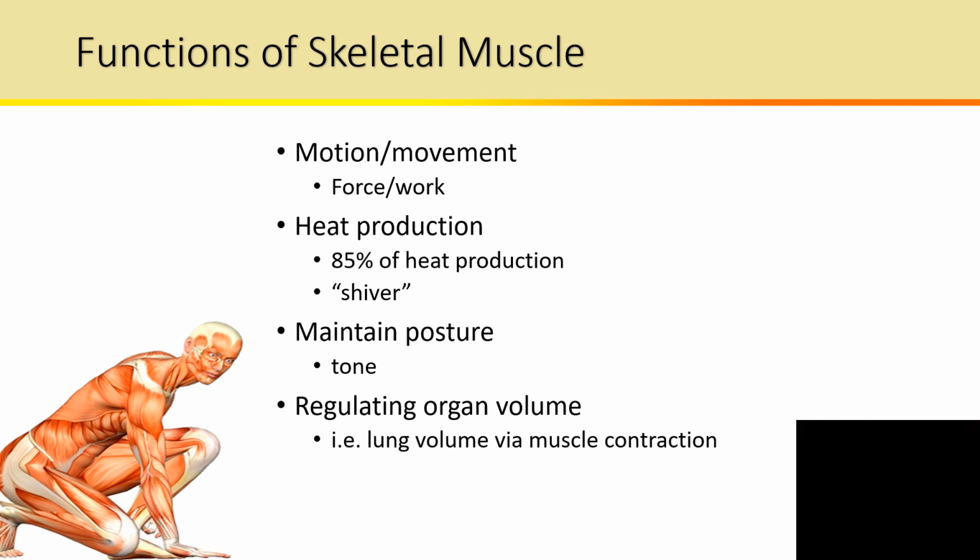and that expands the chest both from front to back and side to side, and that increases the volume inside the thoracic cavity, which actually creates almost like a suction or a vacuum, which then draws air in. That works along with the diaphragm that we'll talk about later on. So these are some of the basic functions that we see of skeletal muscle.